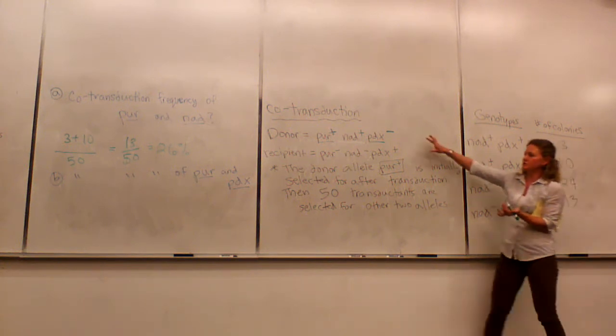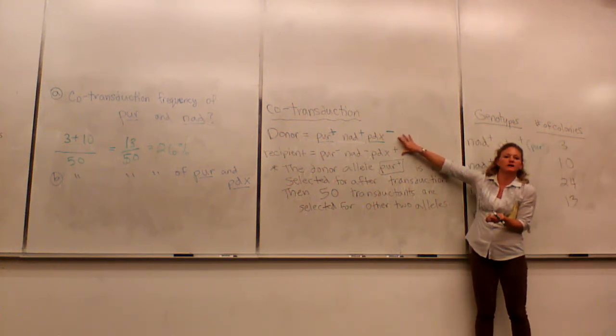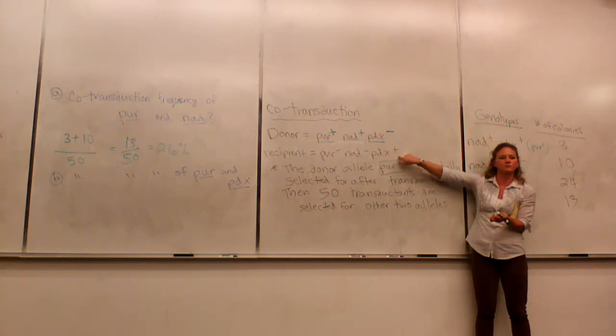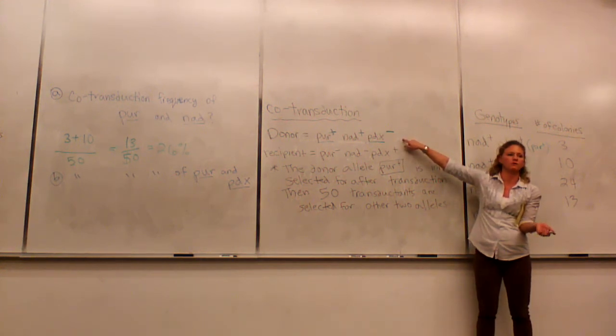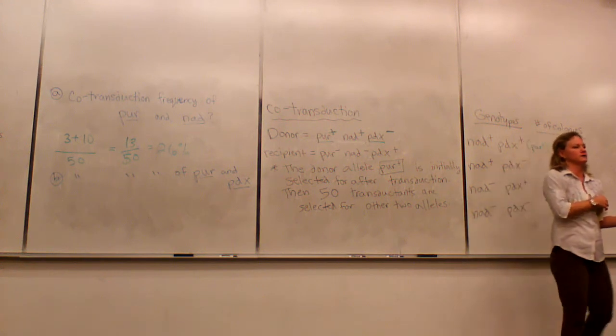So if this were a nutrient, you're actually making your recipients now be auxotrophs instead of prototrophs. If they were PDX plus, then they could grow without you giving them that nutrient. But now when you introduce this donor DNA, you're making them no longer able to grow without you giving them that nutrient, right?